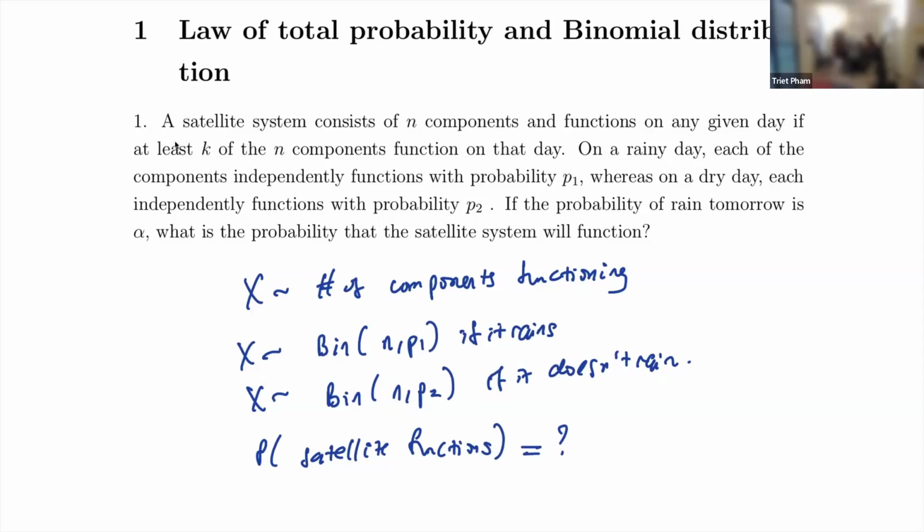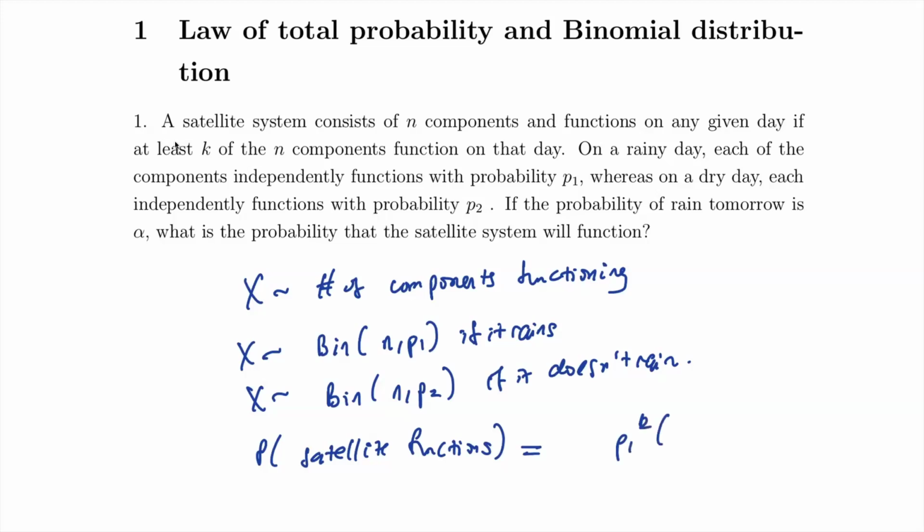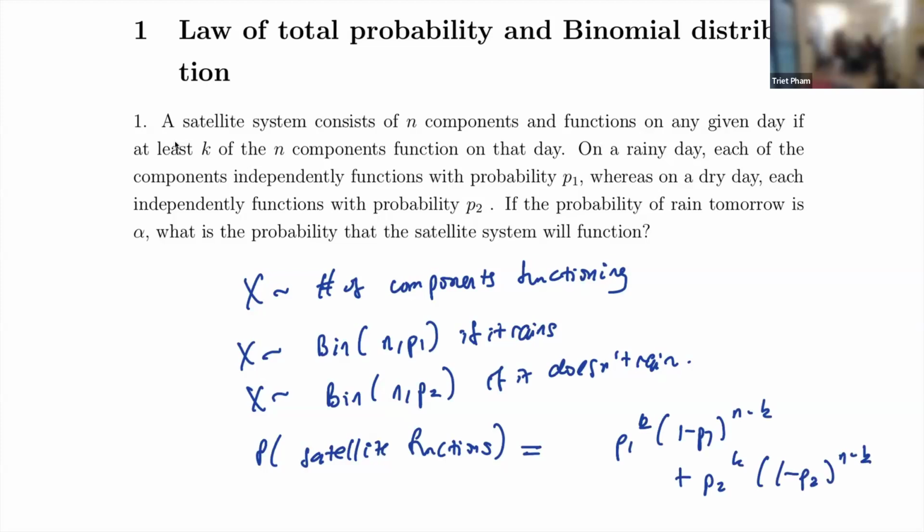Any suggestion? Well, would it be like P1 to the kth power times 1 minus P1 to the n minus kth power, and then do the same for P2 and then add them together? Like this? I think so. No.